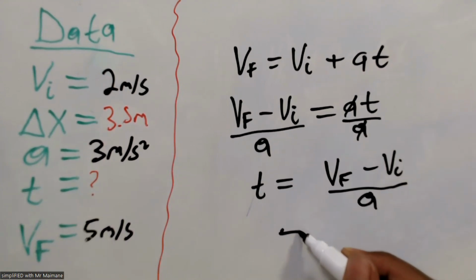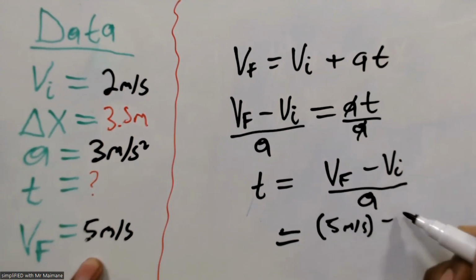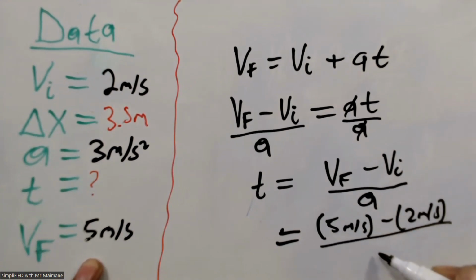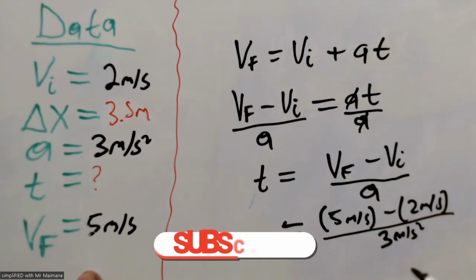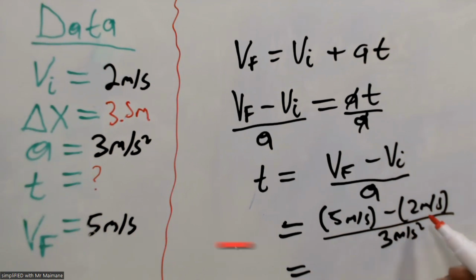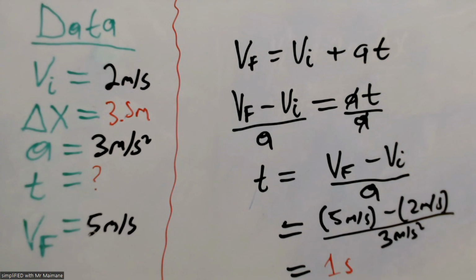And then you substitute from here, like I say. Your Vf is 5 meters per second minus 2 meters per second all over 3 meters per second squared, because it's the acceleration. Therefore, if we punch this on a calculator, our final answer will be 5 minus 2, which is 3. 3 divided by 3 is 1 second. So it took 1 second for the whole thing to happen. I know it's not accurate.